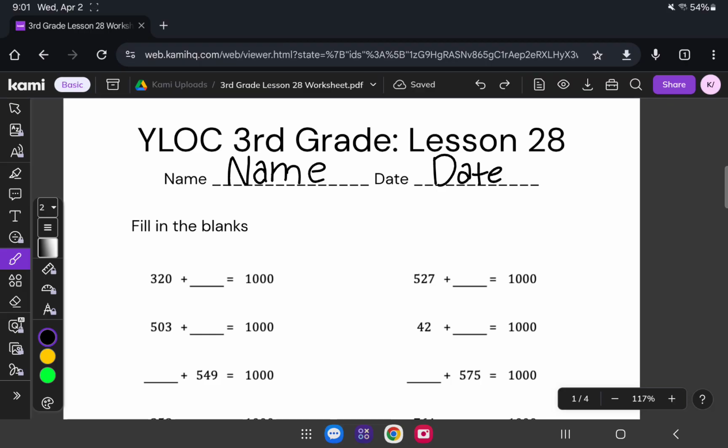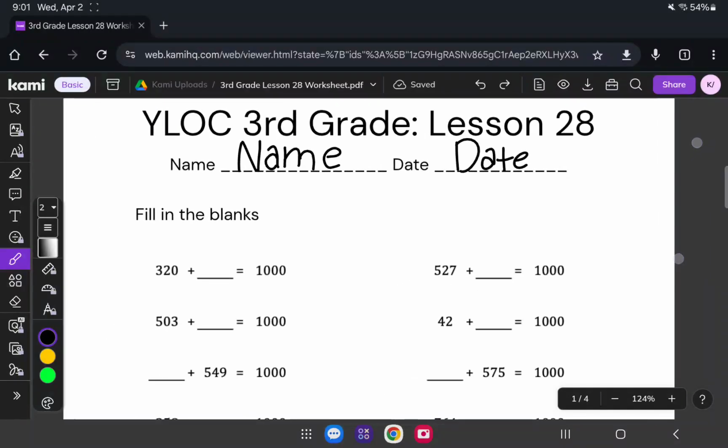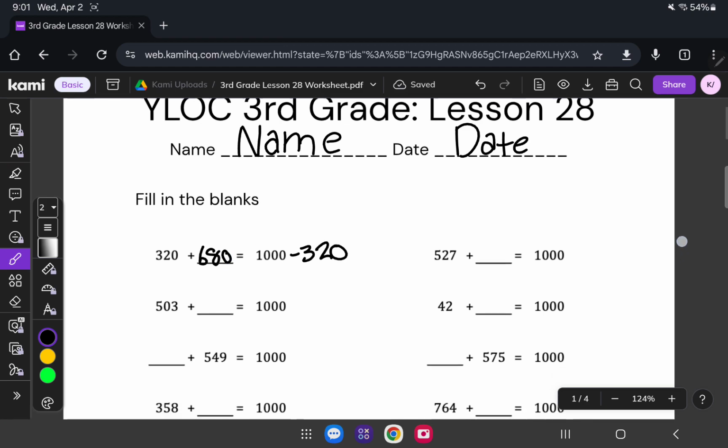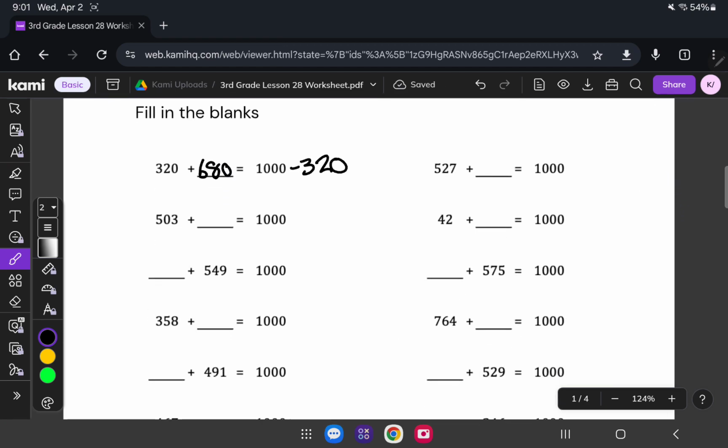So first we want to fill in the blanks. That's what the direction says. So we have to find how 320 plus blank equals 1000. So how we usually find this is 1000 minus 320. And when you do the math, you should get 680. And we just keep doing this.